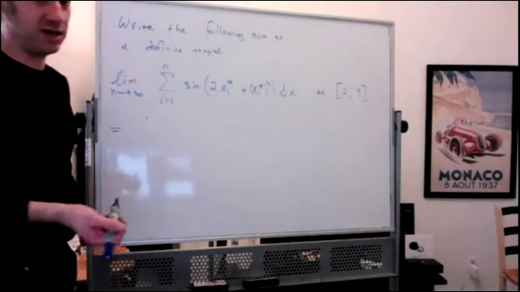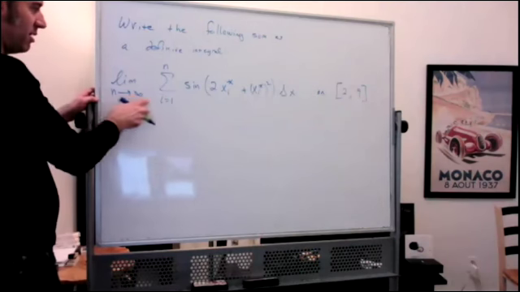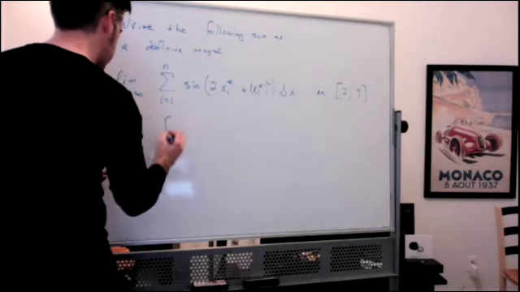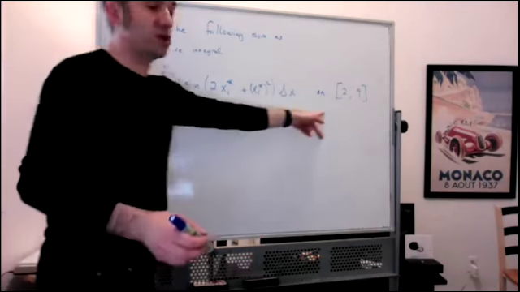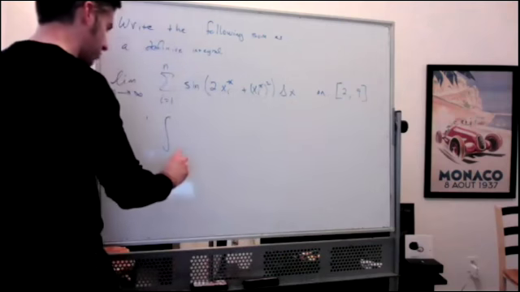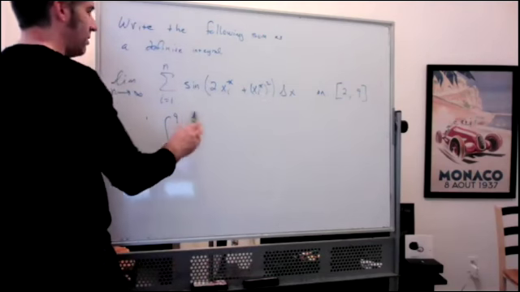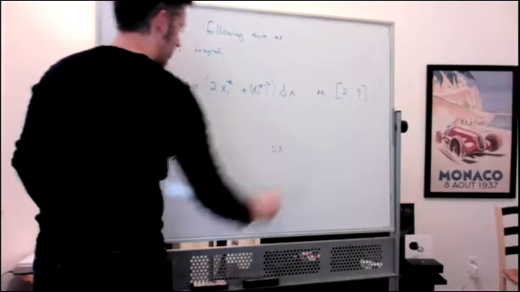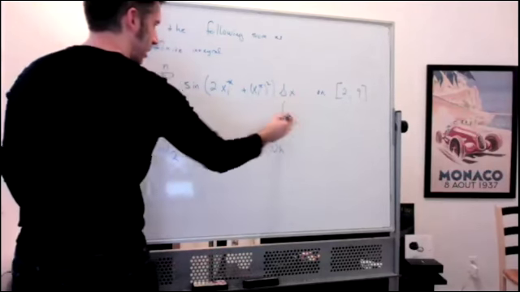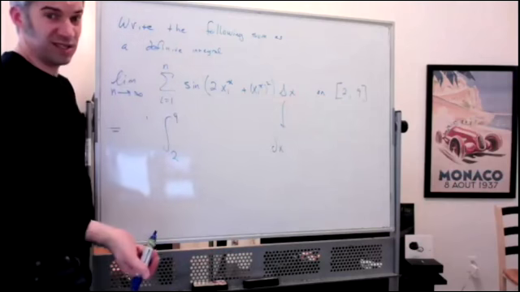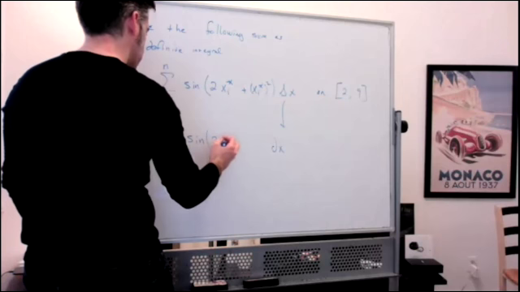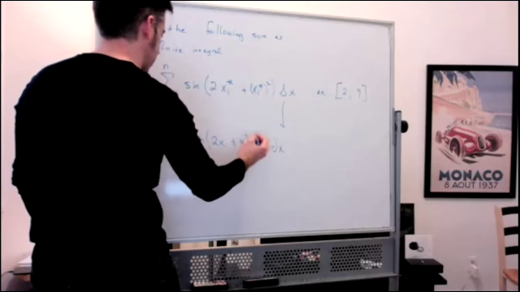So it's really kind of straightforward. The limit of the sum part transforms into the integral symbol. The limits of integration are given from 2 to 9. And then the delta x becomes your dx. And x of I becomes just x. So it's sine of 2x plus x squared.